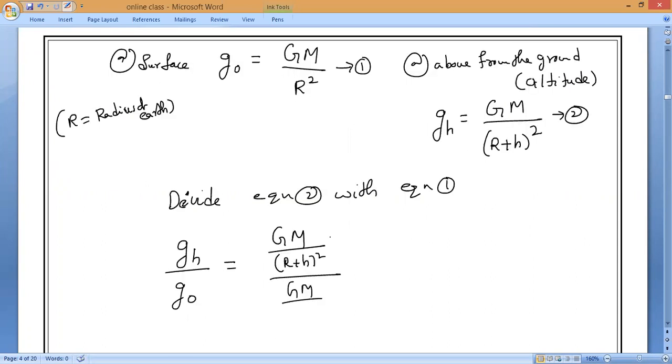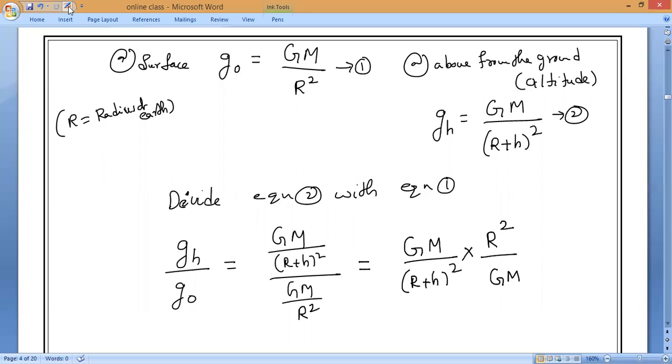Is it right or wrong? Yes. Now it turns into GM divided by R plus h whole square, multiplied by the reciprocal. So what will happen? R square divided by GM. Is it right or wrong? Not understood means ask me.